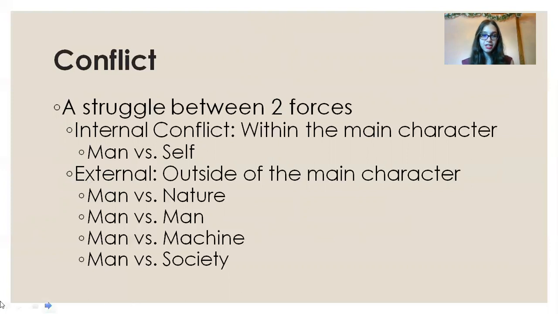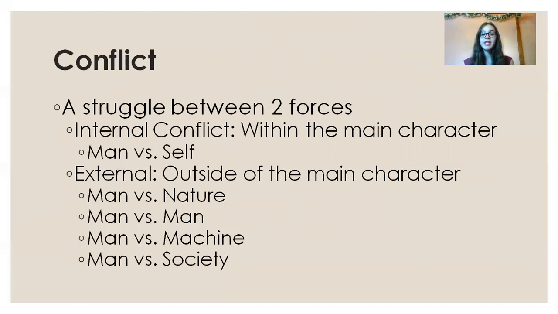We have man versus nature, or as my students point out, woman versus nature, or character versus nature, whatever you'd like to call it. So man versus nature is some sort of a conflict with the natural environment, the natural elements. This could be someone is stuck in a hurricane. Survival stories are often man versus nature. Man versus man is when two characters have a problem, have a conflict between each other.